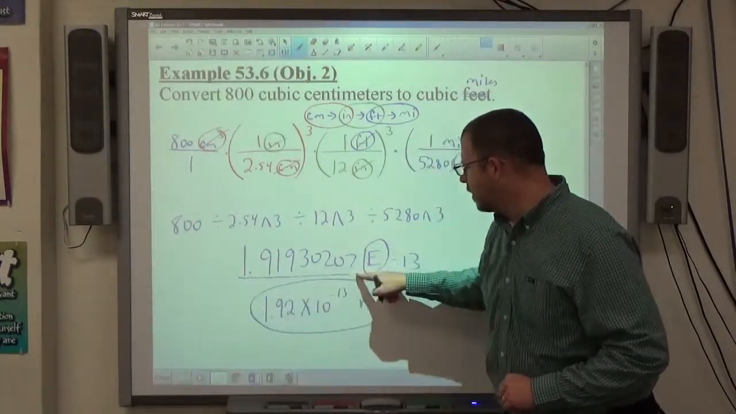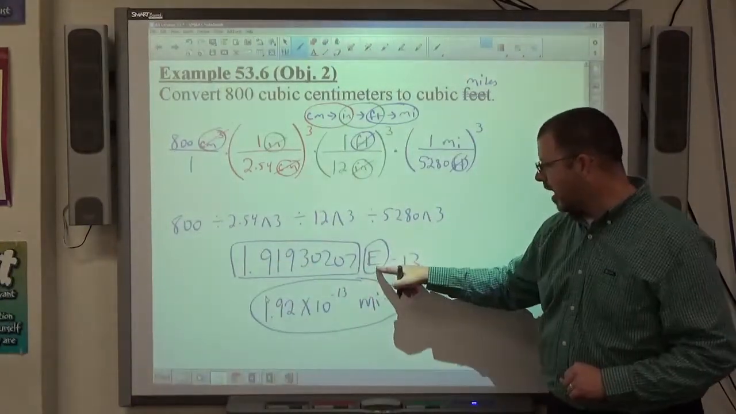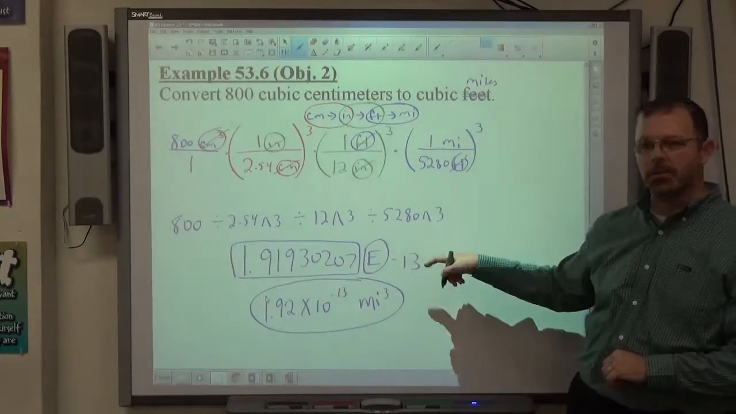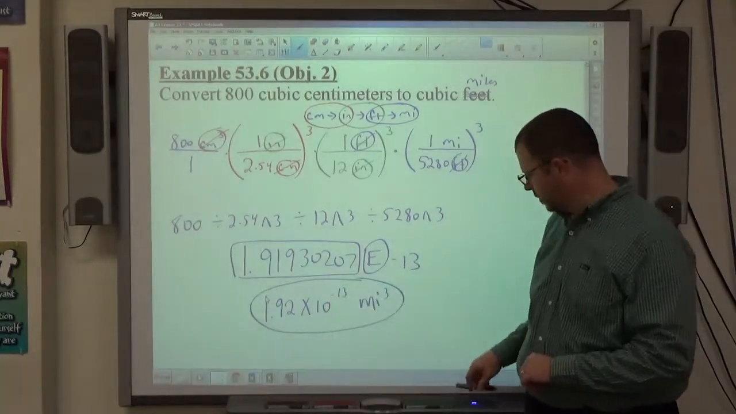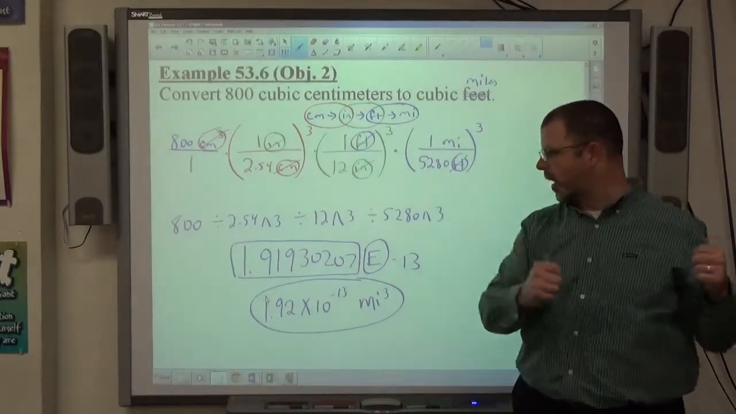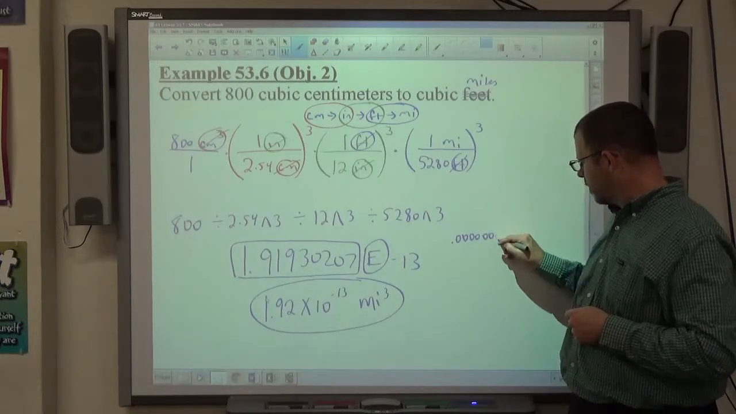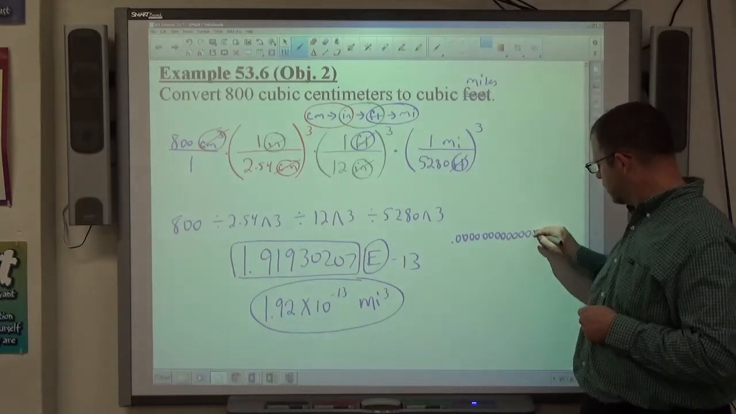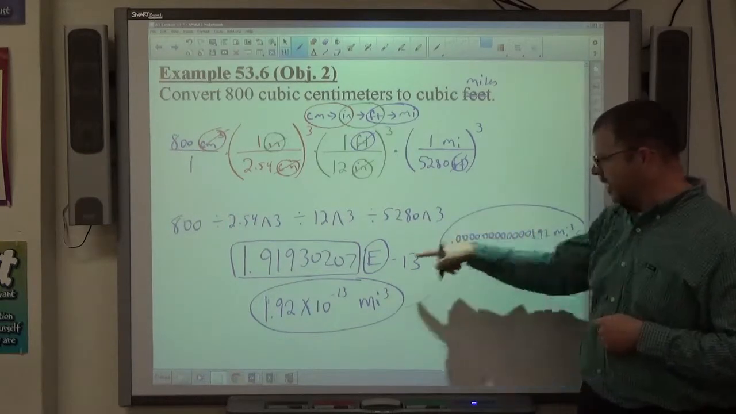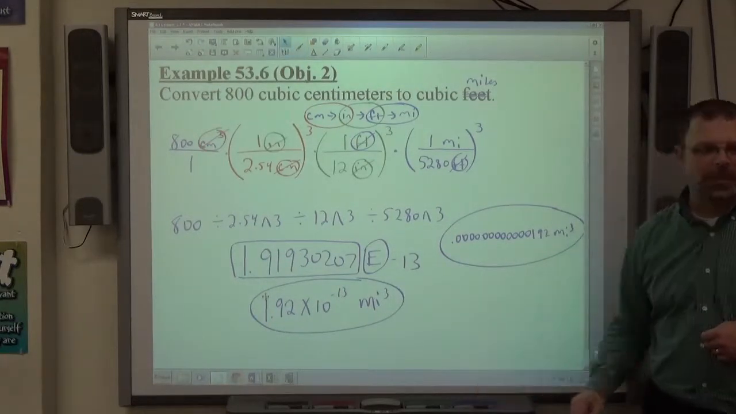Round the number here to a couple decimal places, times 10 to the power of this. Write your answer like that. Even though your calculator is displaying that, that's what it really means. The other option is to put a decimal point followed by 12 zeros, 192. That's the decimal version of that. I'd rather have that one, though, personally. I don't have to count zeros that way.